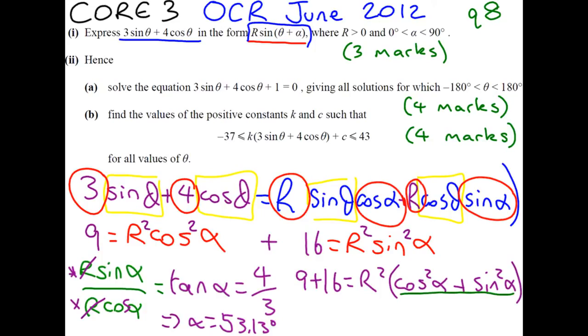So to find r, we square root 25, and we get r is 5, which means the answer to your question is 5 sine (theta plus 53.13 degrees). Okay, so that's part 1 then.